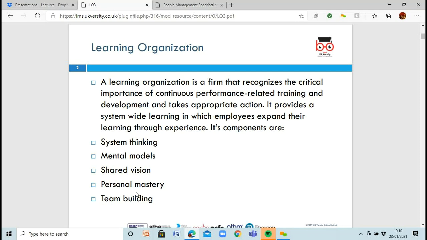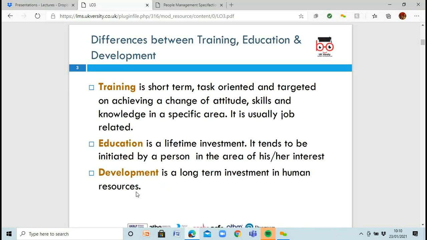So this is where you're taking the appropriate action to make sure that you're continually improving your own performance and you're developing within your work. So the components of this are system thinking, mental models, shared vision, personal mastery, and team building.